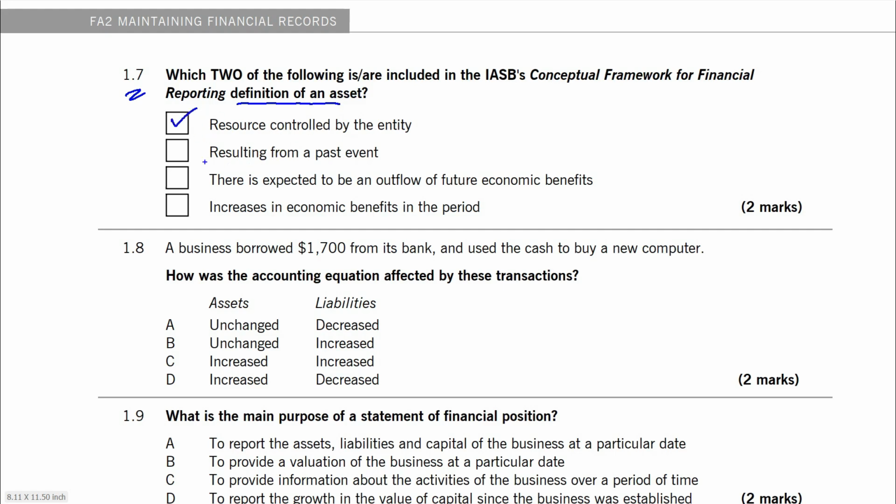Okay, it's true. It results from a past event. Yes, it's true. There is expected to be an outflow of future economic benefits. No, it's not true. Instead of outflow, we expect inflow. So that's why it's not true. And finally, increases in the economic benefits in the period. It also does not fall in the definition of an asset.